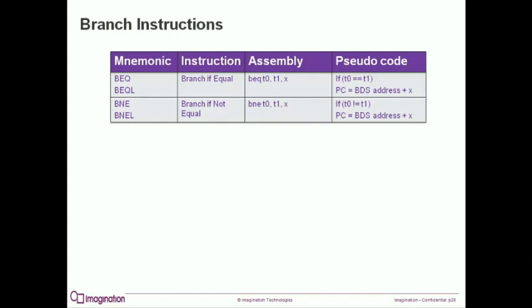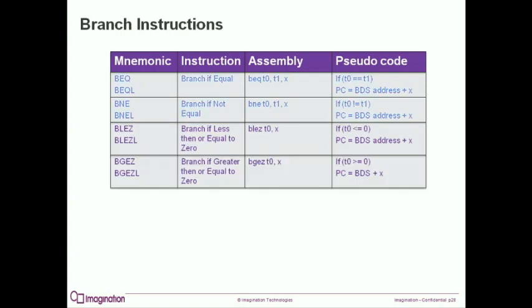Here are the machine branch instructions. Branch equal will branch to the PC offset if the two source registers are equal. Branch not equal will branch to the PC offset if the two source registers are not equal. Branch less than 0 will branch to the PC offset if the source register is less than or equal to 0. Branch greater than 0 will branch to the PC offset if the source register is greater than or equal to 0.